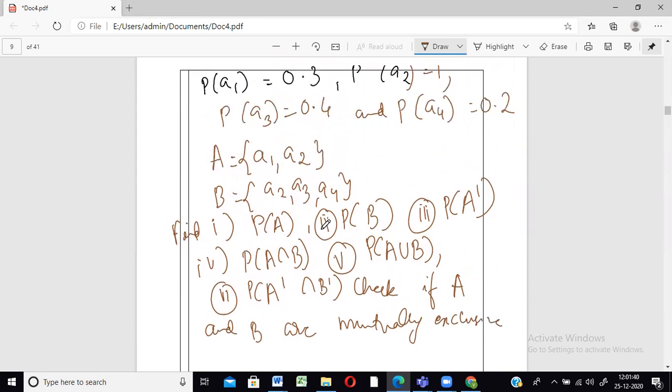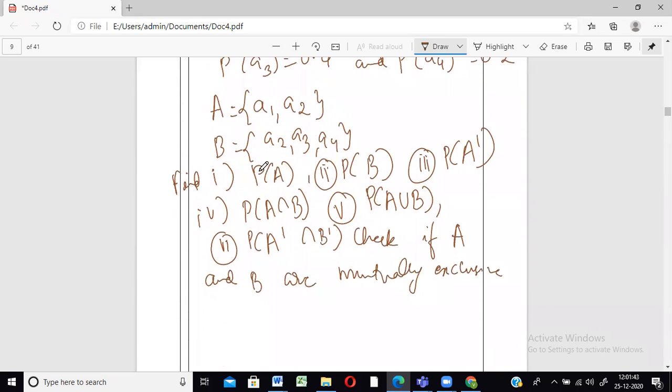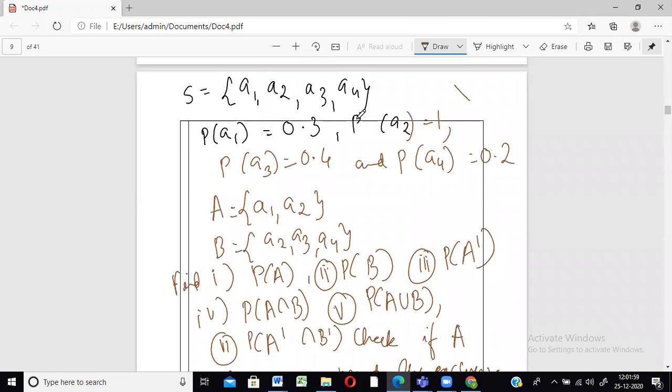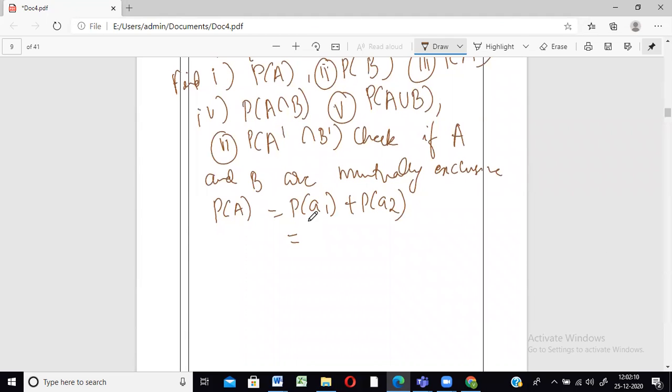Now the very first thing they asked us was to find probability of A, and in A these two elements are there. Okay, so probability of A will be nothing but the addition of the individual elements, right? So this will be probability of A1 plus probability of A2. What is probability of A1? It's 0.3. A2 is 0.1. Adding up both the values, probability of A is equal to 0.3 plus 0.1, that is equal to 0.4. So probability of A is equal to 0.4.